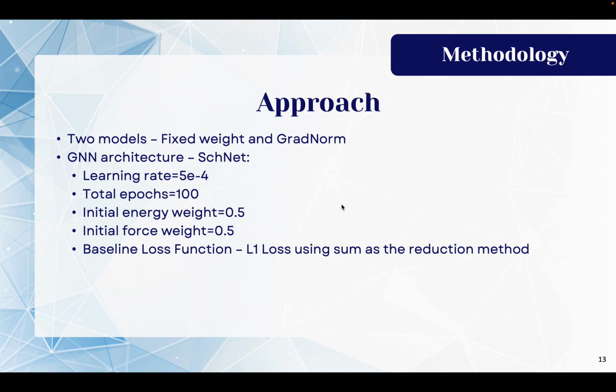Now let's move on to the methodology of my project. Two models were used in my project, one containing fixed weights for energy and force, and the other model using the GradNorm algorithm to dynamically tune the weights of energy and force. SchNet was used as the GNN model where the learning rate was set as 0.0005 and the total epochs was 100 and the initial energy and force weights were set as 0.5. And the baseline function was the L1 loss using sum as the reduction method.